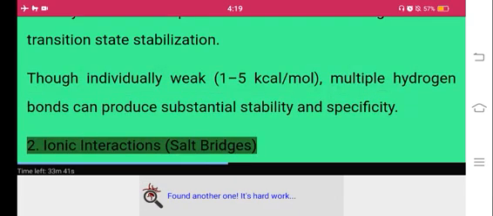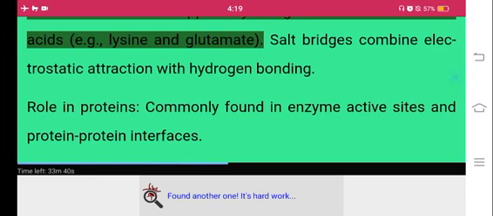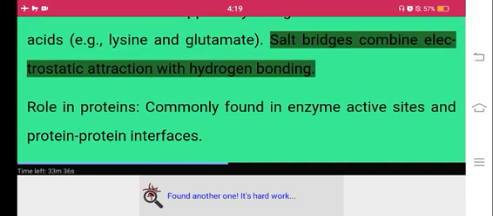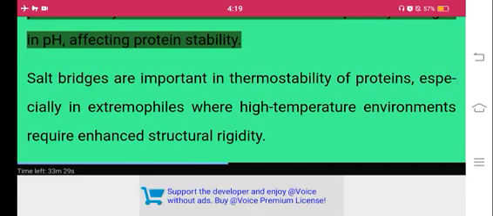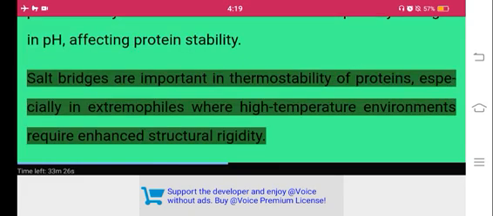2. Ionic interactions, salt bridges. These occur between oppositely charged side chains of amino acids, e.g., lysine and glutamate. Salt bridges combine electrostatic attraction with hydrogen bonding. Role in proteins: commonly found in enzyme active sites and protein-protein interfaces. pH sensitivity: these interactions can be disrupted by changes in pH, affecting protein stability.